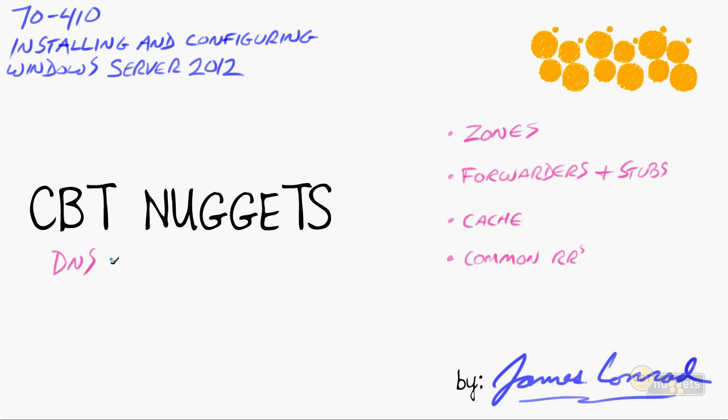In this nugget, we take a look at DNS. We'll be taking a look at zones, first of all. That will be things such as primary zones, secondary zones. We'll also take a look at forwarders, such as conditional forwarders, but we'll also be taking a look at stub zones, which can serve a similar purpose.